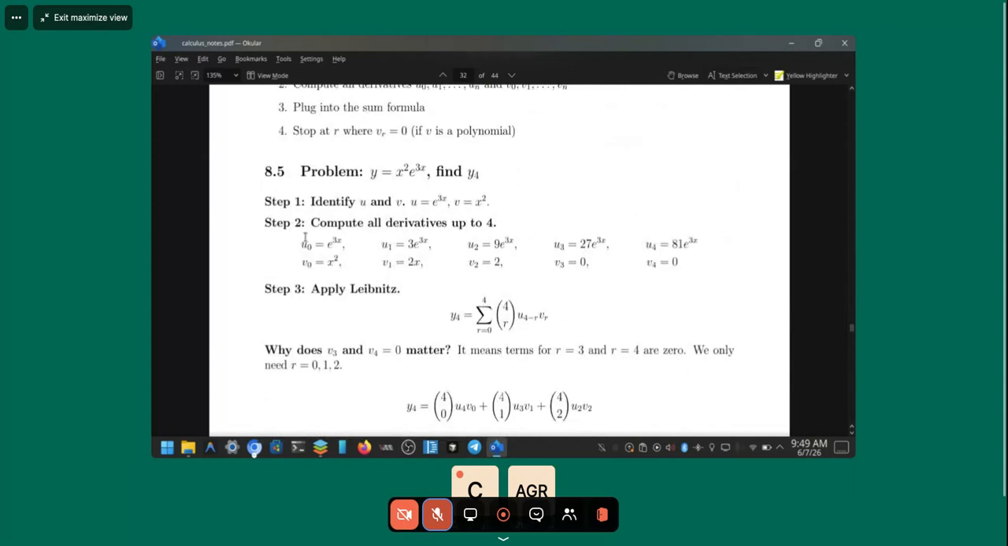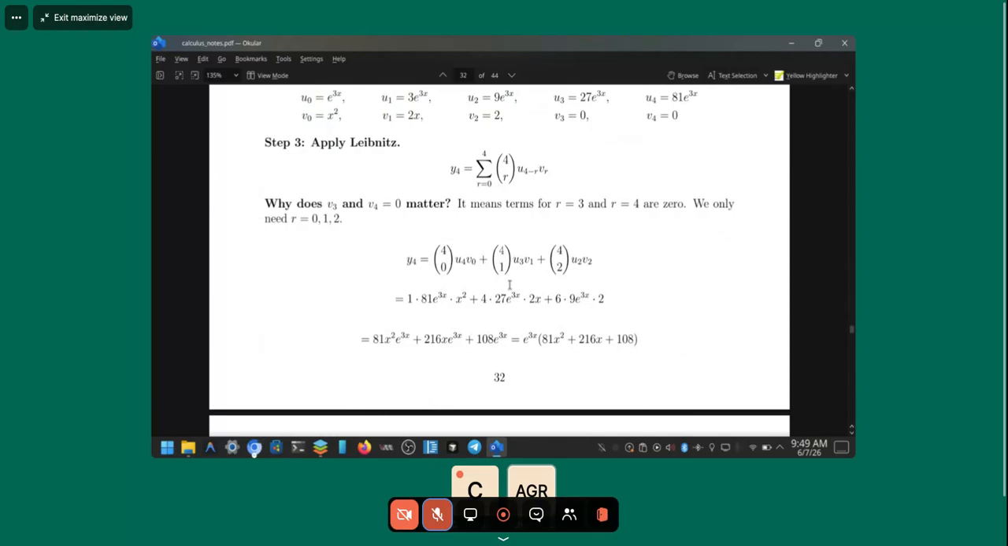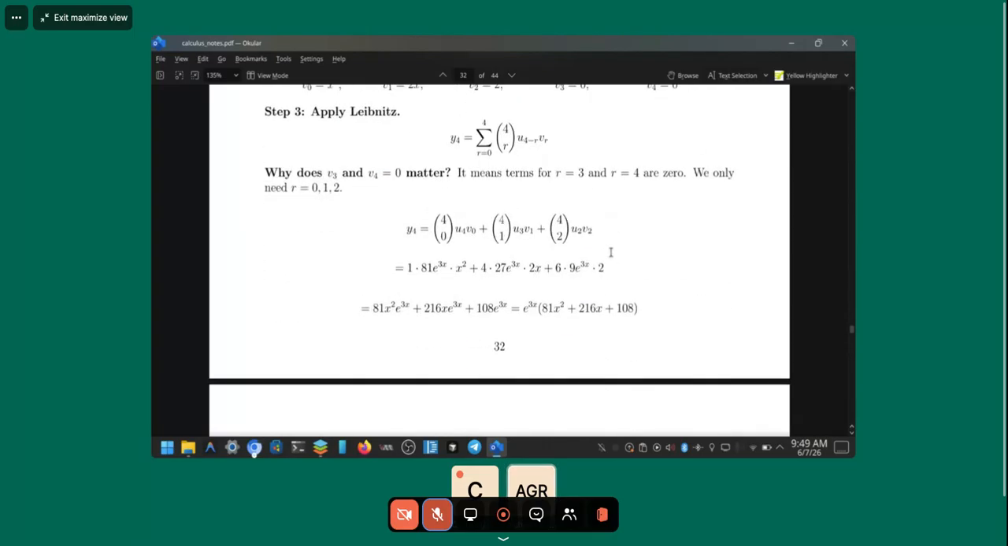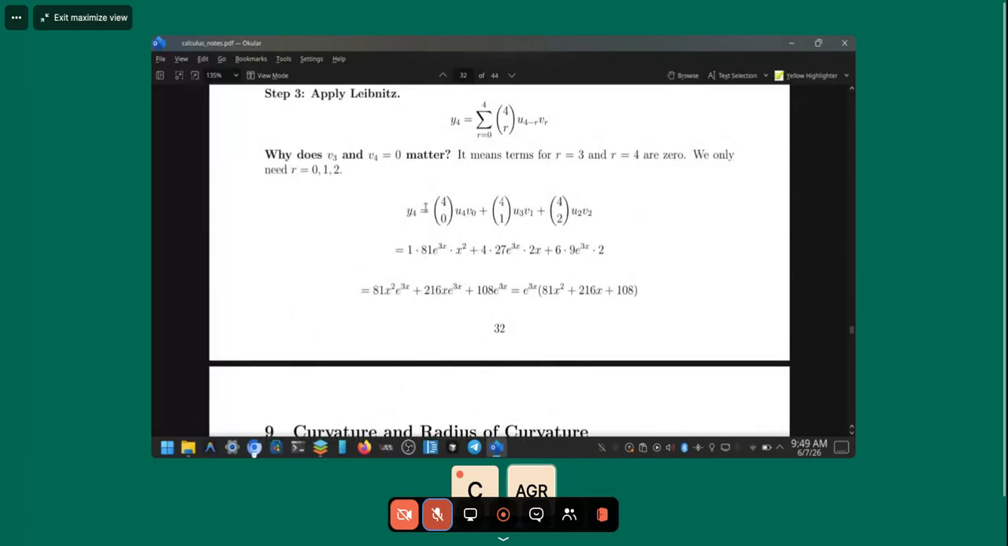In this problem, it mainly involves differentiating and computing. 4 to 2 is addition only. It's the constant.